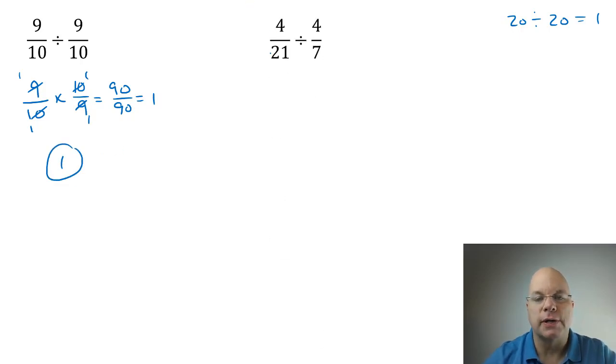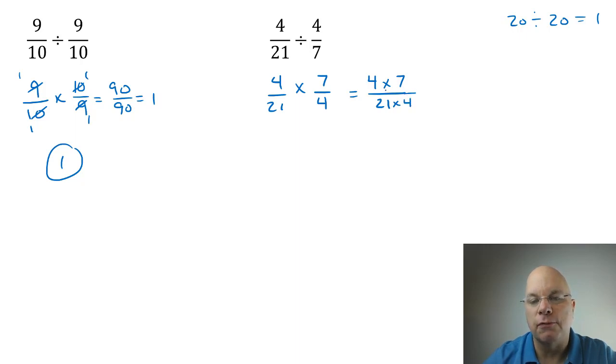If we have 4/21 divided by 4/7, dividing is the same as multiplying by the reciprocal of 4/7, which is 7/4. And then we could look for an opportunity to simplify. The reason we can simplify is, let me just expand this. This is going to be equal to 4 multiplied by 7 divided by 21 multiplied by 4. And you see the 4/4? 4/4 is one whole. 4 divided by 4 is 1.